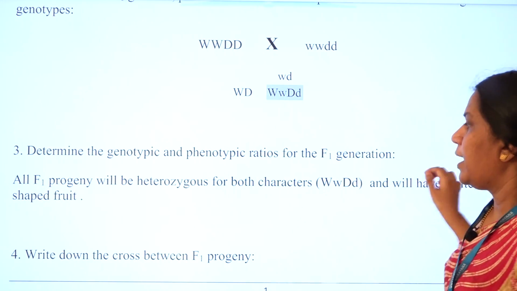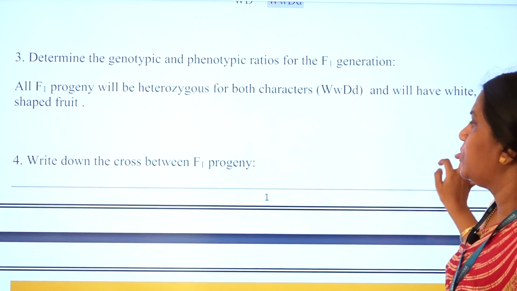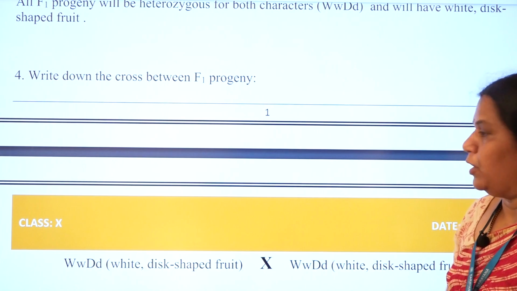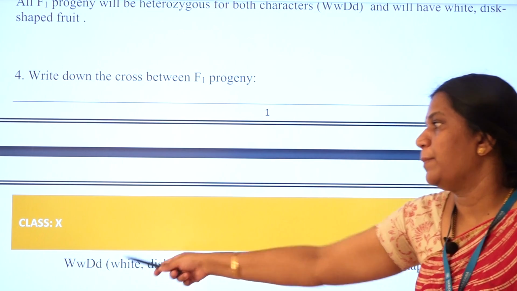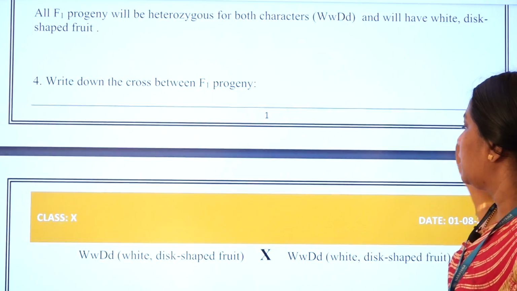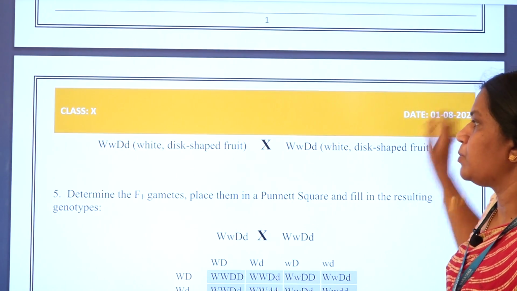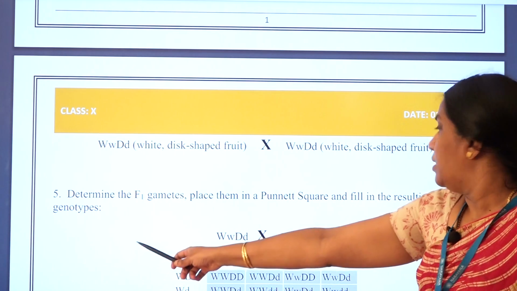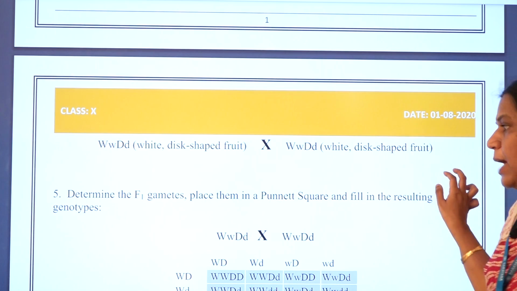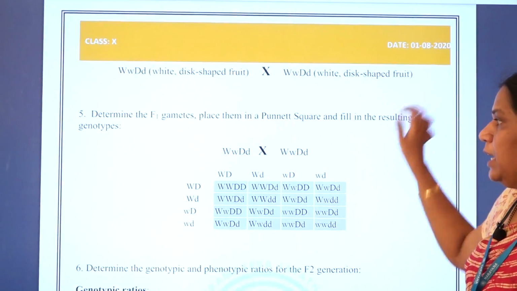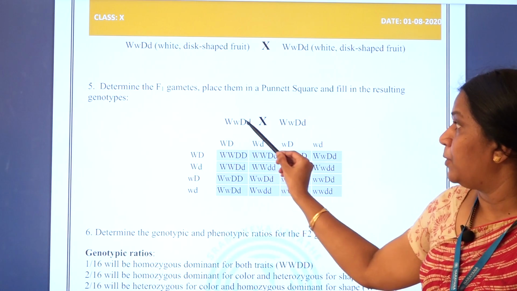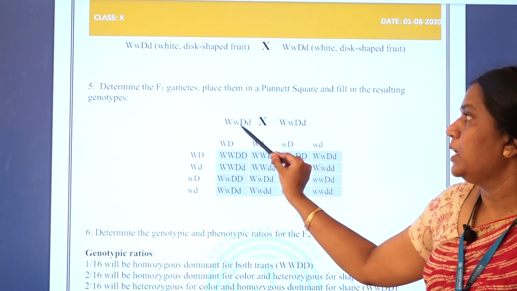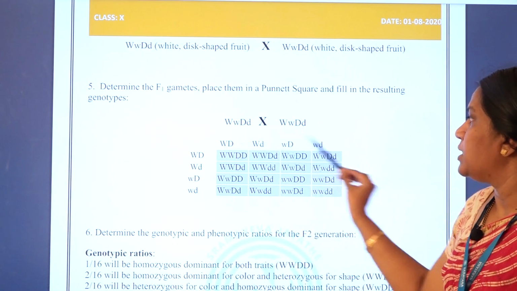so it is white and disc-shaped. Then the second part: write down the cross between F1 progeny. The F1 progeny is white disc-shaped, right? So it is self-pollination. Again capital W small w, capital D small d crossed with capital W small w, capital D small d. Determine the F1 gametes, place them in a Punnett square and fill in the resulting genotypes. These are the gametes: capital W capital D, which is one possibility, then capital W small d, small w capital D, and small w small d.